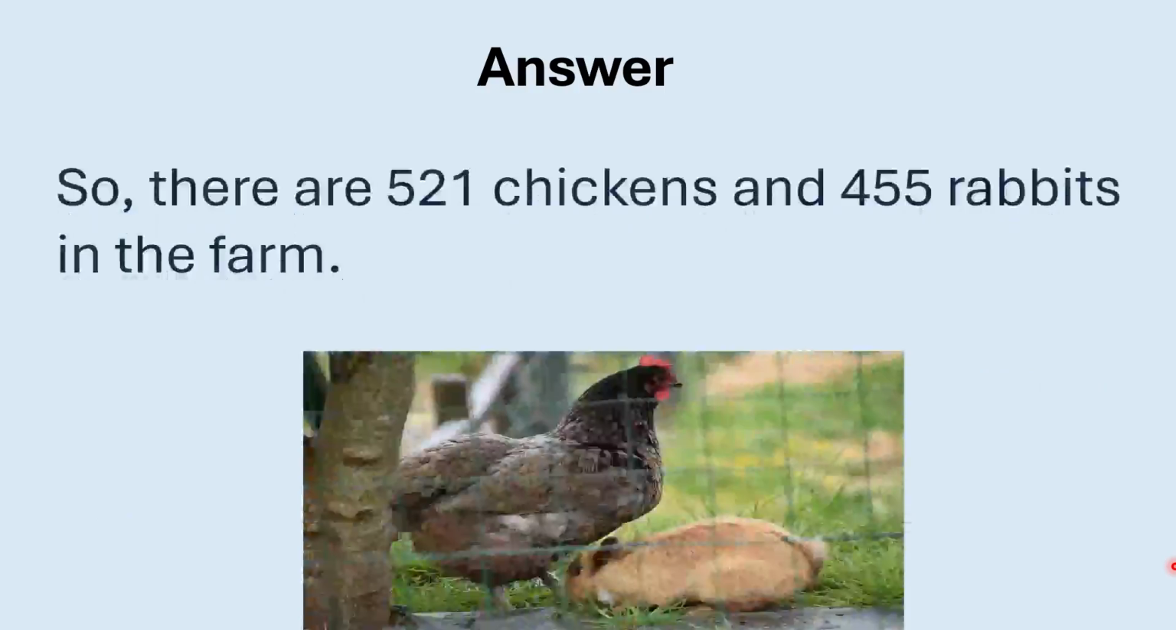So here is the answer. There are 521 chickens and 455 rabbits in this farm. So as you can see, simultaneous linear equations are the best approach to solve this question. By using this method, even if there are millions of heads and legs, it won't take too much time to solve this question. Okay, thank you very much.